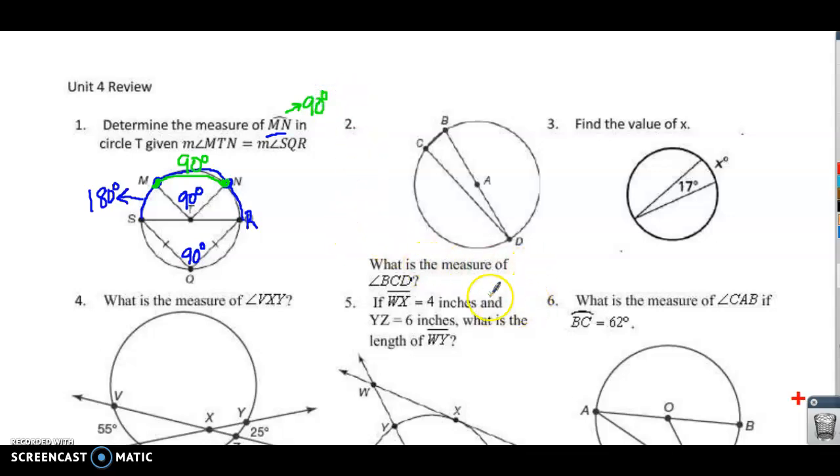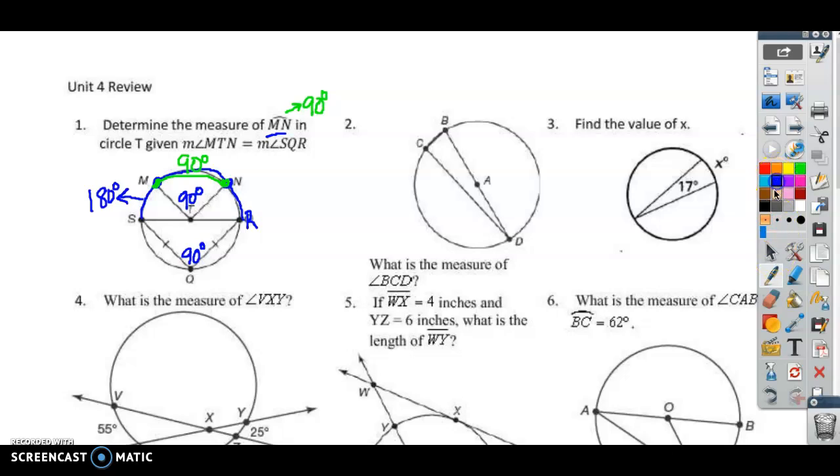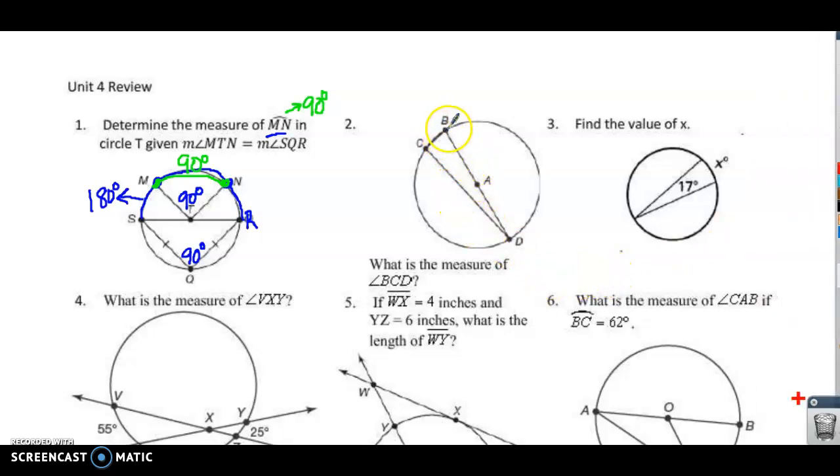What's the measure of angle BCD? And that's on number 2. Well, angle BCD actually intercepts a semicircle, and its vertex C is on the circle. Therefore, from one of our theorems, we know that this angle is measured half of its intercepted arc. Its intercepted arc measures 180 degrees, so the measure of angle BCD must be equal to half that, which is 90 degrees. It is a right angle.